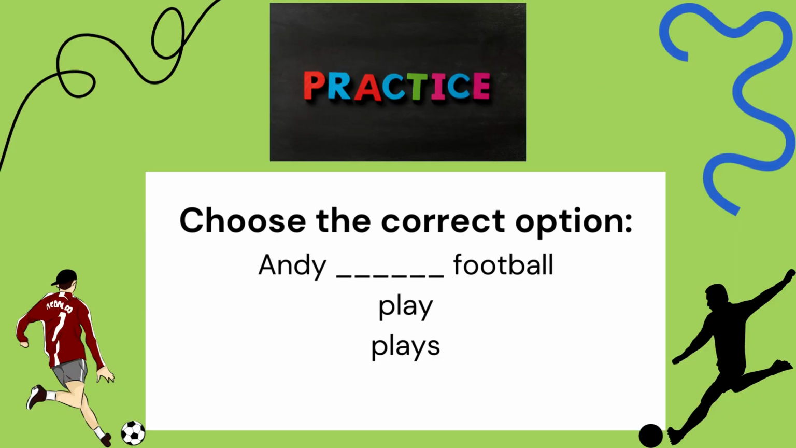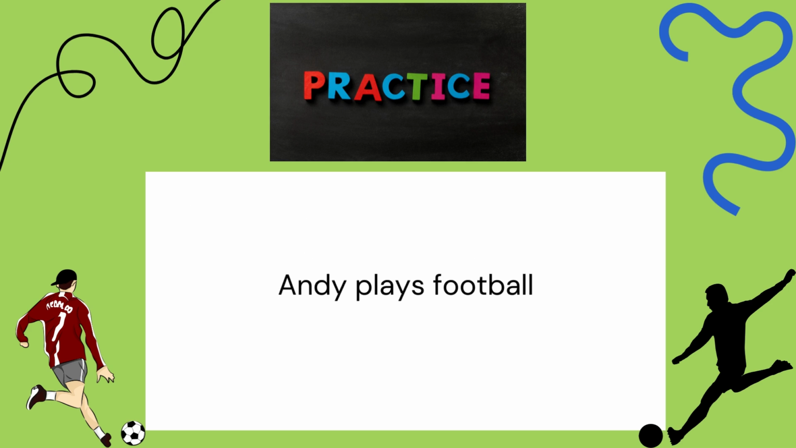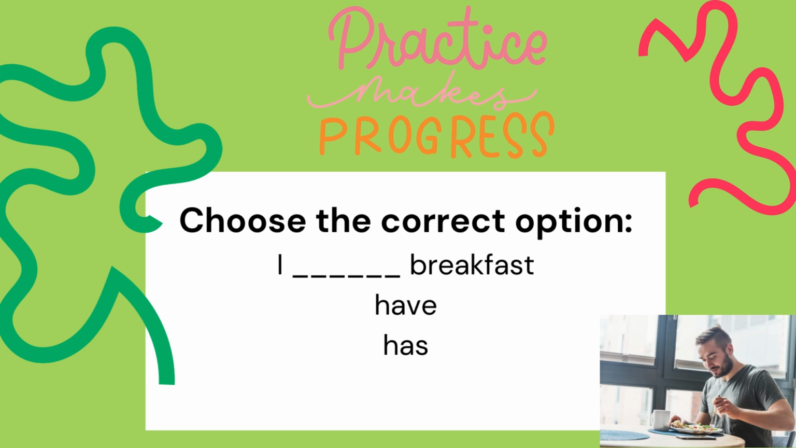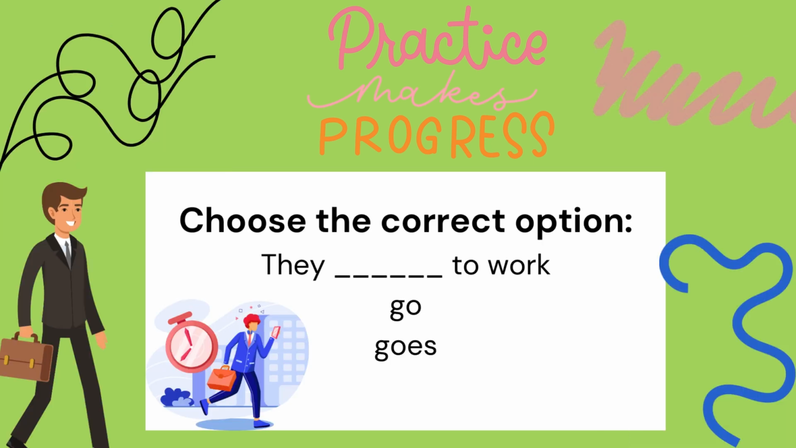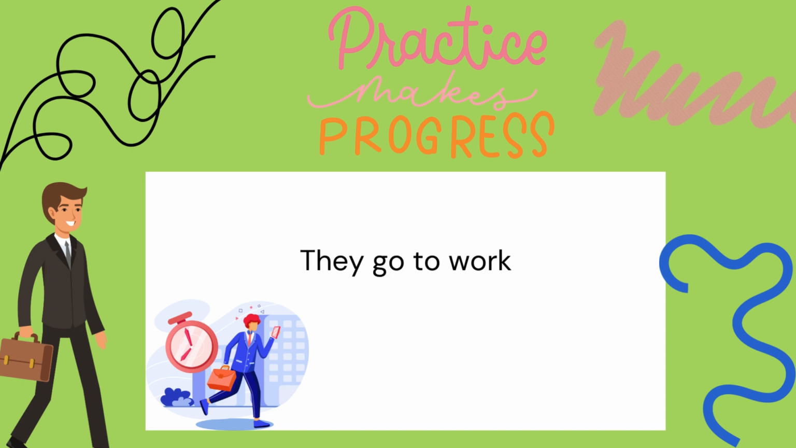Right, so let's practice. So we're going to choose the correct option. Andy, something football. Andy is he. So with he and she and it, remember there's an S. So Andy plays football. I have breakfast or I has breakfast. I have breakfast. They go to work or they goes to work. They go to work.